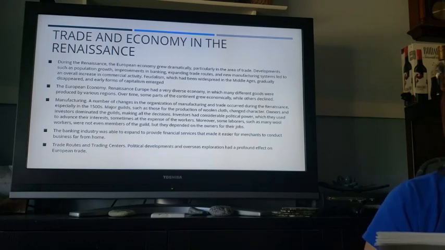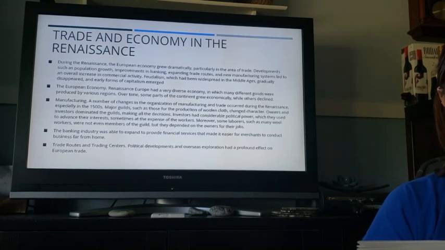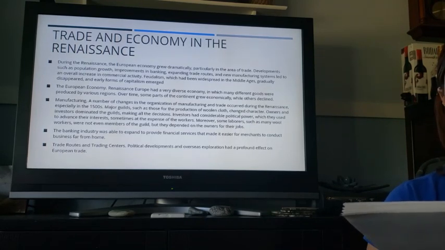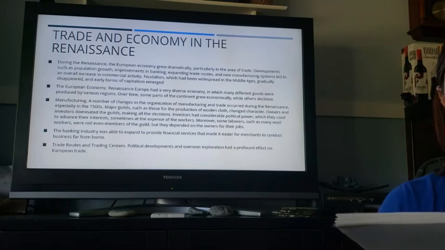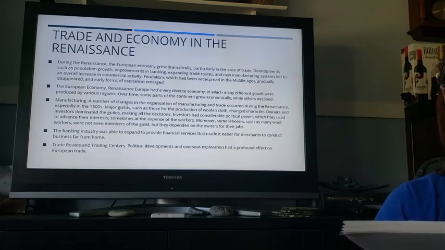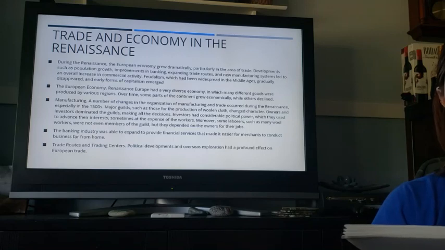Let's talk about banking. Much of the increase in commercial activity during the Renaissance occurred in the area of international trade. This led the banking industry to expand to provide financial services that made it easier for merchants to conduct business far from home. Banks lent entrepreneurs the money to buy materials and equipment, to hire workers, and to pay for transporting goods. Without these funds, few people would have been able to develop large-scale trading enterprises.